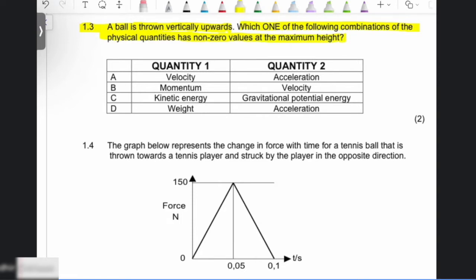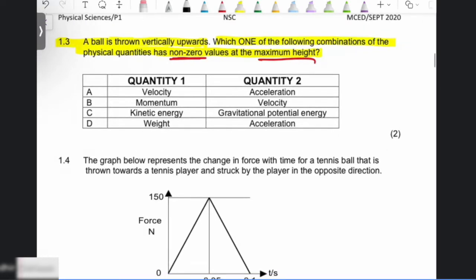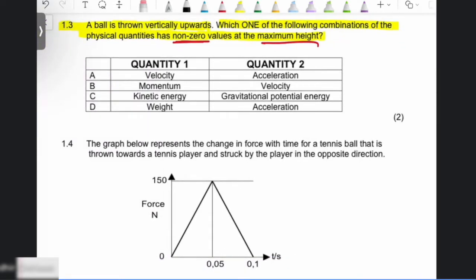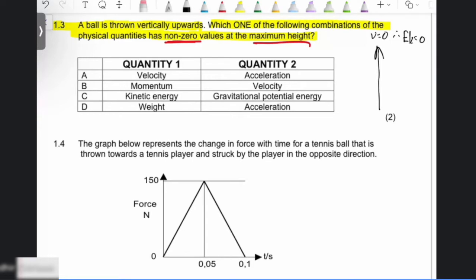Okay, so guys, here, a ball is thrown vertically upwards, and they want non-zero values at maximum height. So first up, when something is at its maximum height, having been thrown upwards, we know that velocity is 0, so therefore kinetic energy would also be 0, right? If velocity is 0, kinetic energy would be 0. However, we would actually have some sort of potential energy, so potential energy will have a value.